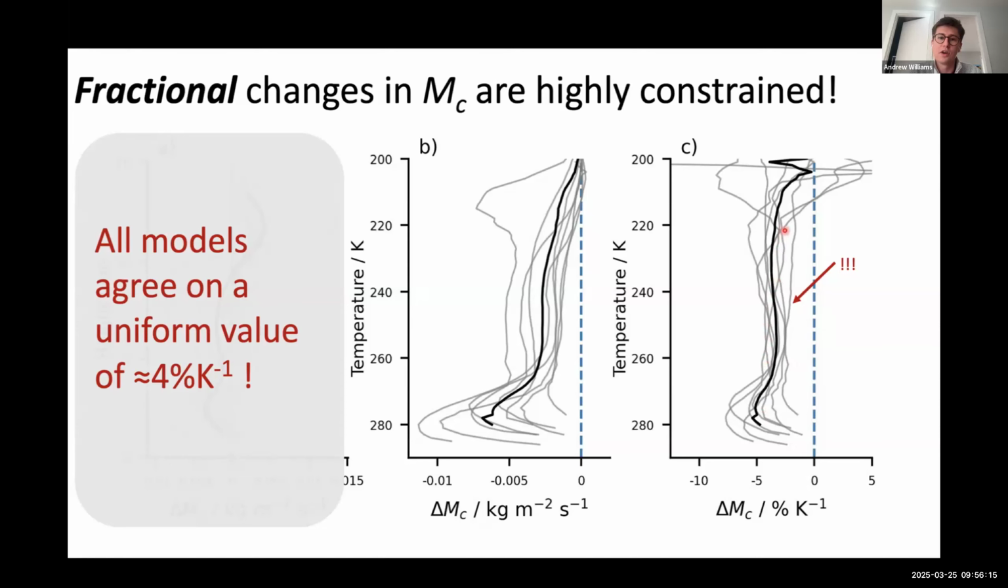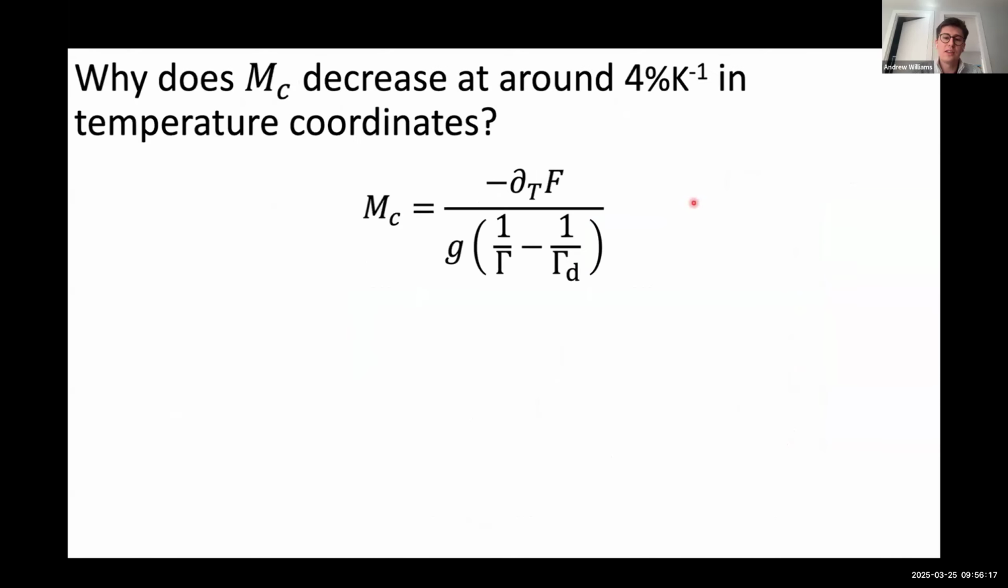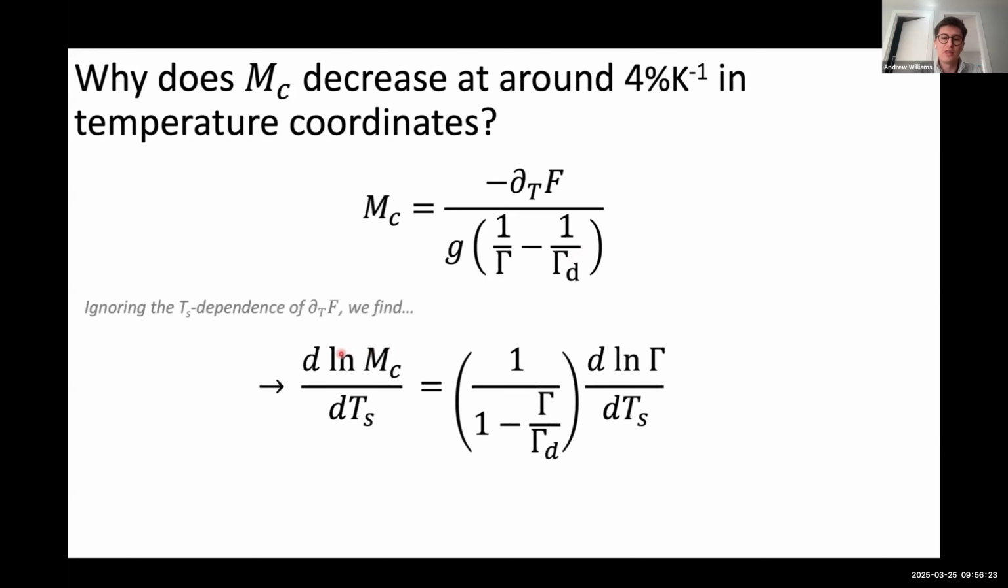I don't have very much time left, but just very quickly, where does this 4% per Kelvin come from? It turns out you can take this expression that we had a second ago, and take the derivative with respect to surface temperature, and you get this expression here. So the fractional changes in mass flux at a given isotherm is related to changes in the lapse rate here. And this just encompasses the holistic thing that I told you at the beginning, which is that if the lapse rate weakens, then this is a bigger number you're dividing by. This is just the math version of what I said there.